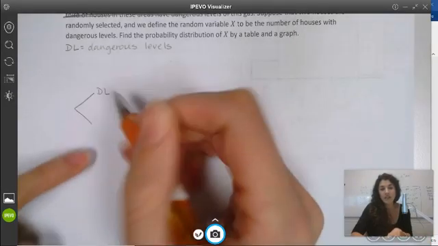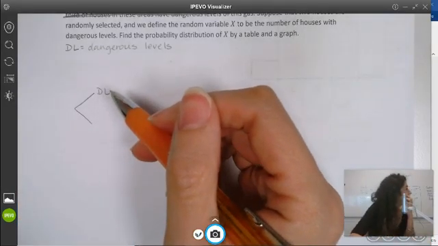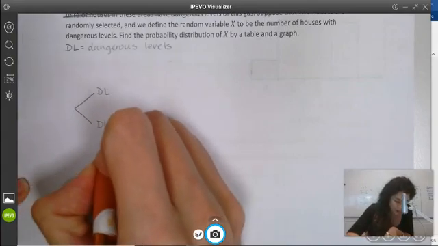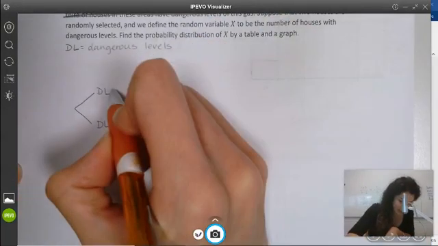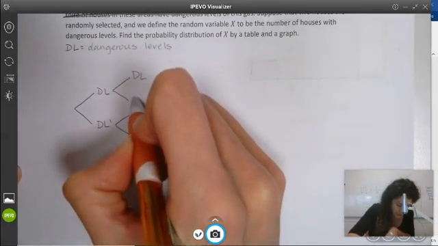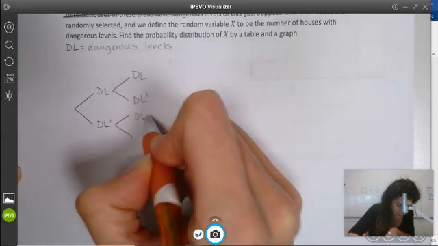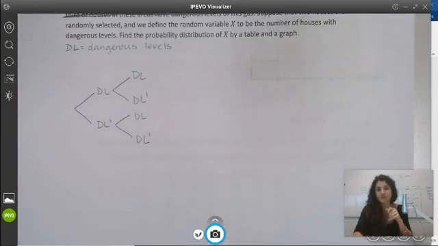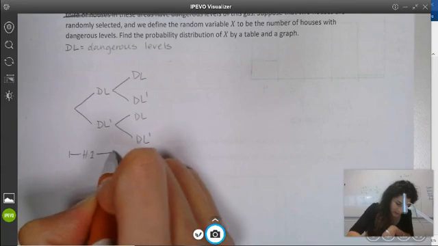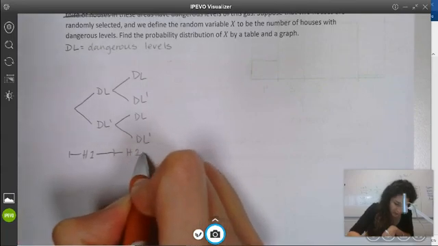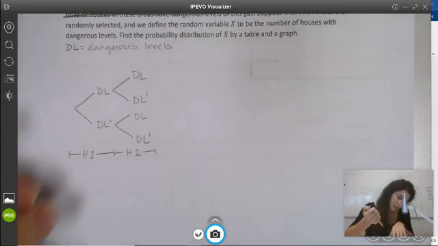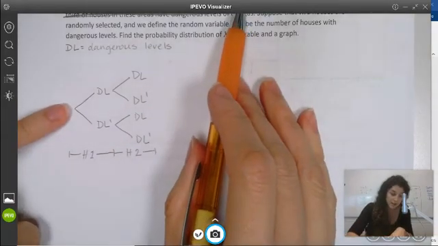So my first house can have dangerous levels or not dangerous levels. And then my second house could also have dangerous levels and not dangerous levels. So this first bracket is house 1, and the second bracket is house 2. The probability of having dangerous levels is stated up here at the top.